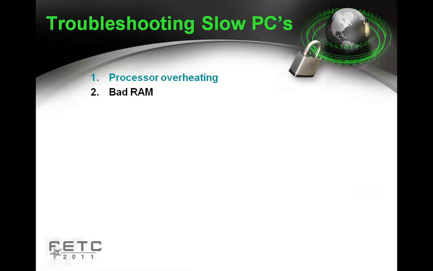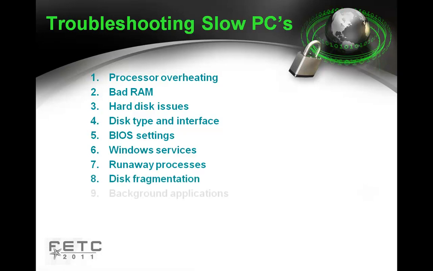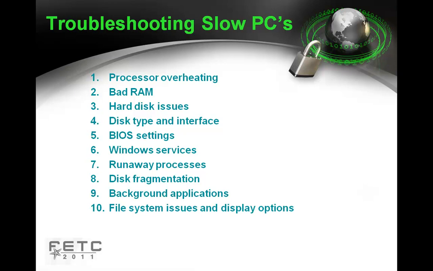That'll give random blue screens. Bad RAM will also do it. A bad hard drive will give you the blue screen of death for no apparent reason. These are some things to check if you're having weird funky issues. Again, there's a checklist you can go over. It's on my website. Disk type and interface. The BIOS settings, I do try to upgrade the BIOS annually on all of our machines. Windows services. A runaway process. Disk fragmentation. Again, defragmenting is very important. The background applications. File system issues and display options.